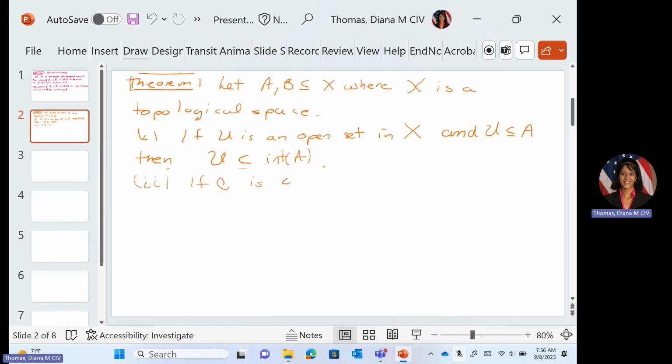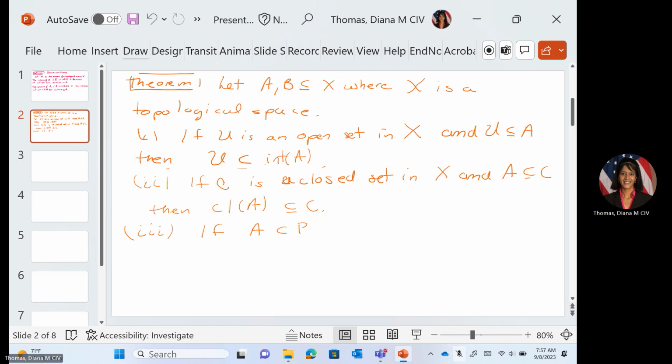So if C is a closed set in X, and A is contained in C, then the closure of A is contained in C. I think I used this quite a bit in measure theory, the second one. The third one, if A is contained in B, then the interior of A is contained in the interior of B.